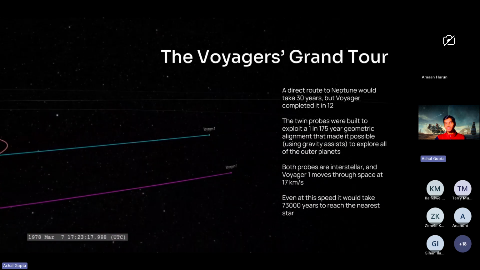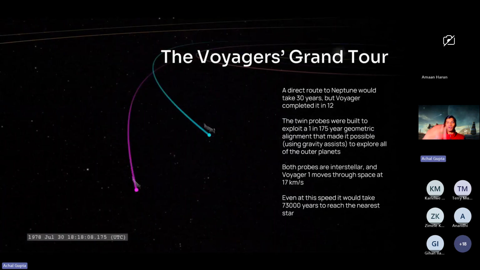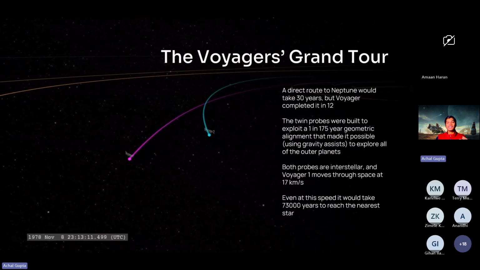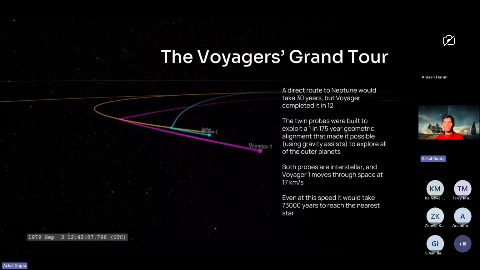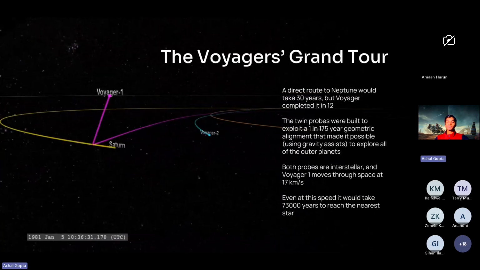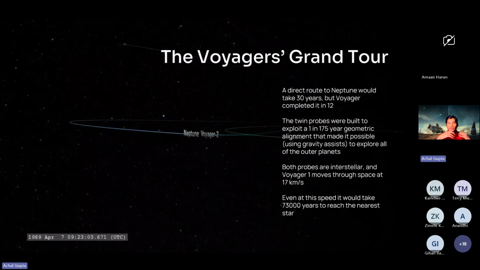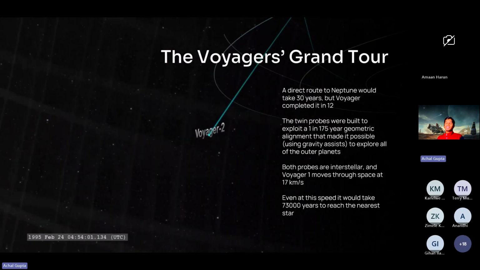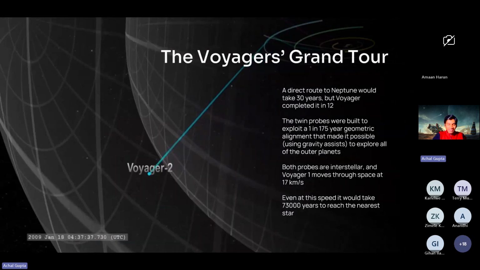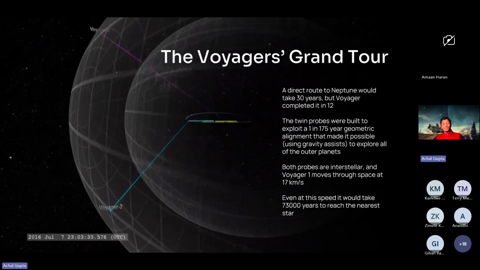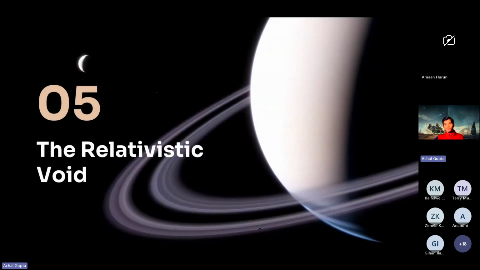I mentioned that a 30-year trip was completed in 12 years by the Voyager probes, and this is because it basically hop, skipped, and jumped across the outer planets. It flew by Jupiter, then Saturn, then Uranus, and then Neptune, taking advantage of this 1 in 175-year alignment that made it possible. Both probes are interstellar now, and they move at 17 kilometers per second. This segues me into the next section of my talk, which is interstellar scales, because even at 17 kilometers per second, it will take these crafts 73,000 years to get to our nearest star.